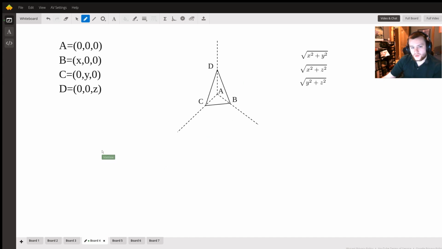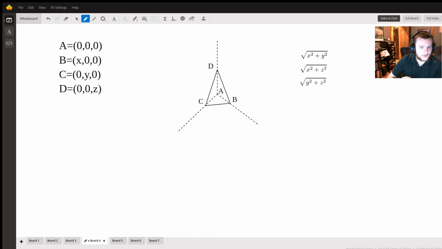Next to the actual problem, the first problem, which is: given the right triangle A at 0, 0, 0, B at x, 0, 0, C at 0, y, 0, and D at 0, 0, z, what is the area of triangle BCD? And so if we draw a little bit of a diagram here, we have A at the origin, B along the x-axis, C along the y-axis, and D along the z-axis. And we have a shape like this. This is a tetrahedron.